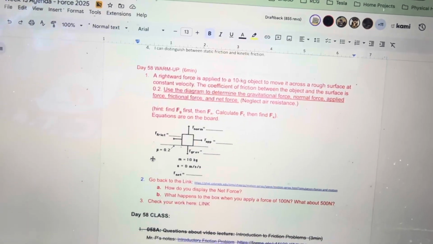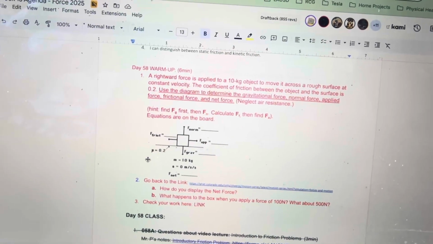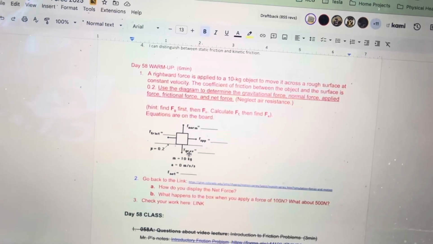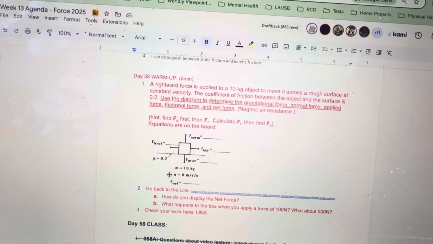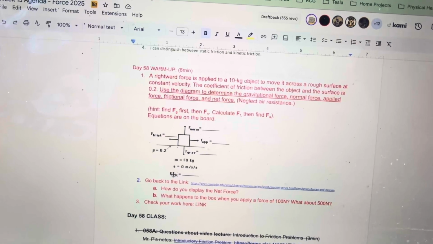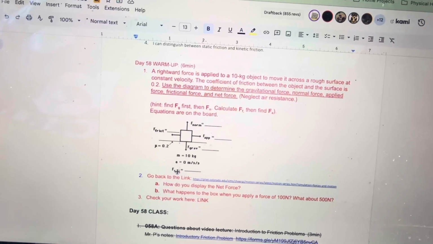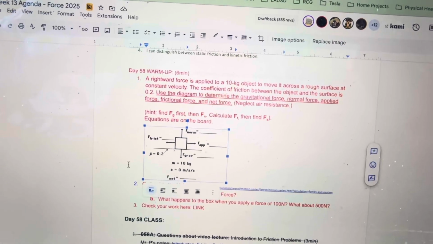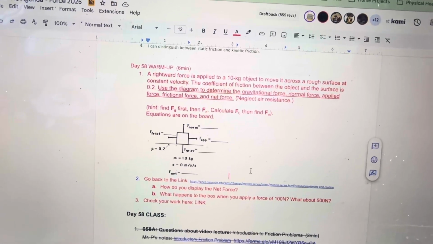What can we figure out first? What's an easy thing? Well, there's a couple. One, you know the mass. So you can figure out the gravitational force by multiplying by 9.8. You also know the acceleration, so you can figure out the net force. And from this, we can see that the net force is what? What do you see? What's 10 times 0? It's 0. So that tells us something.